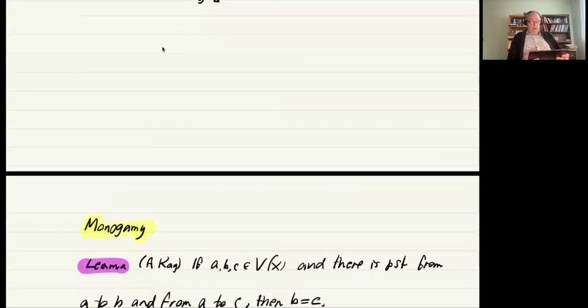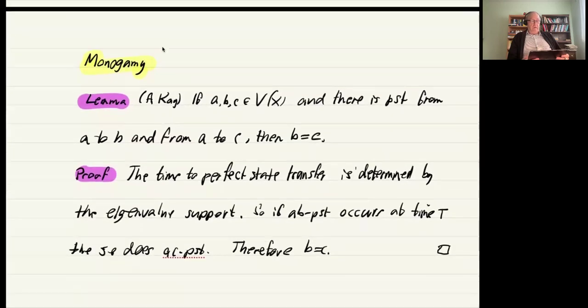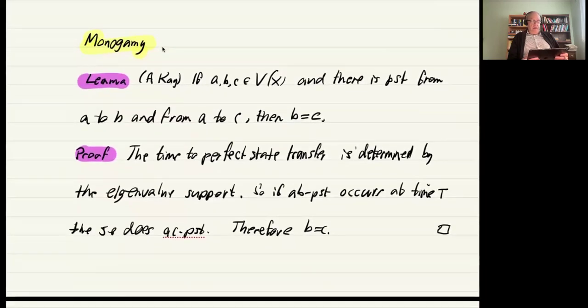And this comes under the heading of what the physicists like to call monogamy of PST. So it says if you have PST from A to B in some graph, vertex states, and PST from A to C, then B is equal to C. Now this actually holds for real states, but I'm not going to worry too much about that. So the lemma is due to Alastair K, and as I said, this is what the physicists will refer to as the monogamy of vertex state transfer.